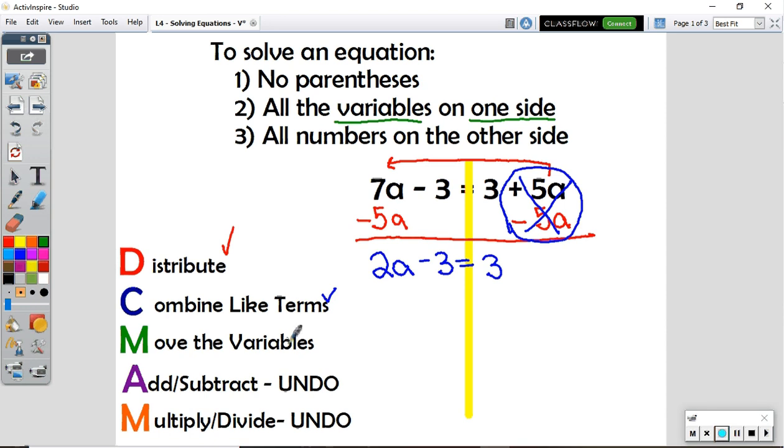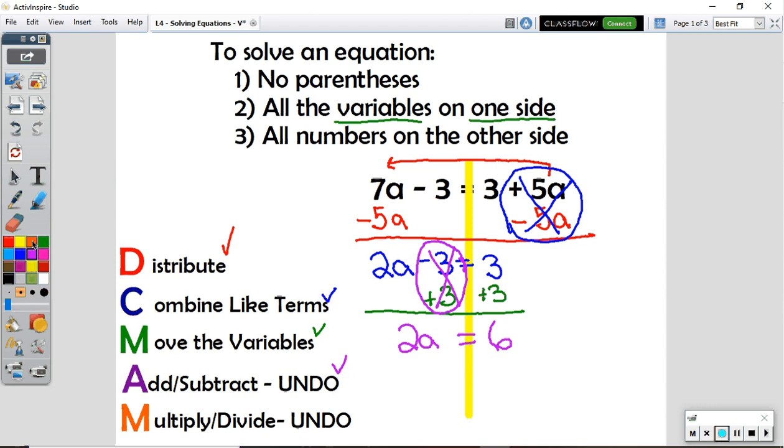Now that we've moved our variables, it's time to undo my addition or subtraction. I see I've got a minus 3. I want to undo that, so I'm going to use the opposite of minus 3, which is plus 3. I have to keep it equal, so I'm going to use the plus 3 on both sides. That's my equality property of addition. And now I'm going to combine these together. I'm going to have 2a on the left. I have negative 3 plus 3, that equals 0. And then on the right side, 3 plus 3 is 6.